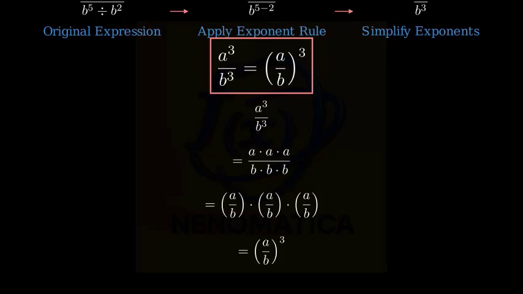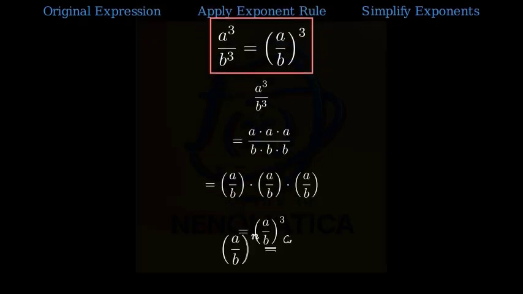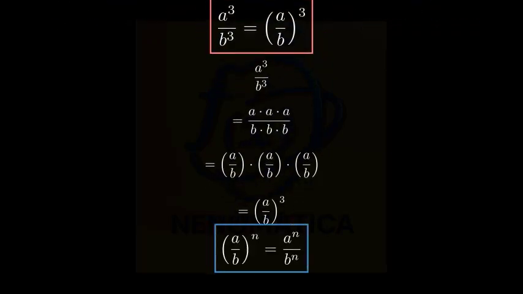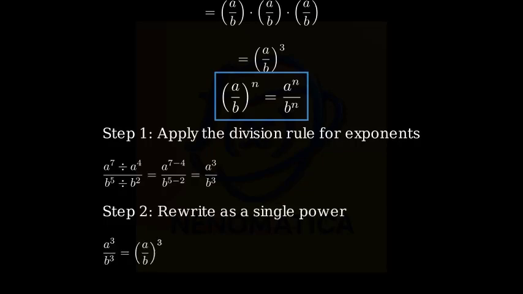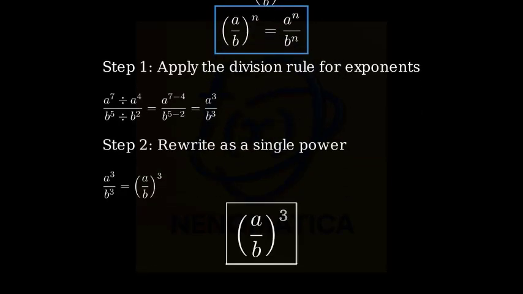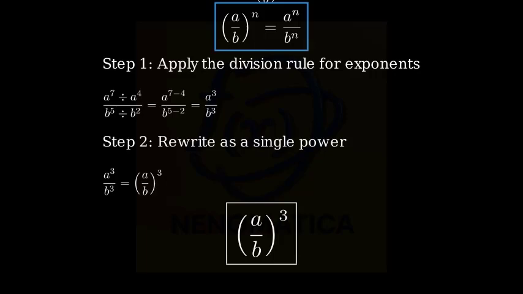This brings us to another important exponent rule, the quotient raised to a power rule. It states that the fraction a over b, all raised to the power of n, equals a to the power of n over b to the power of n. To summarize the steps we took, first, we applied the division rule for exponents to simplify both the numerator and denominator. Then, we recognized that we had the same power in both numerator and denominator, allowing us to express the result as a single fraction raised to that power. So, our final answer is a over b, all cubed.